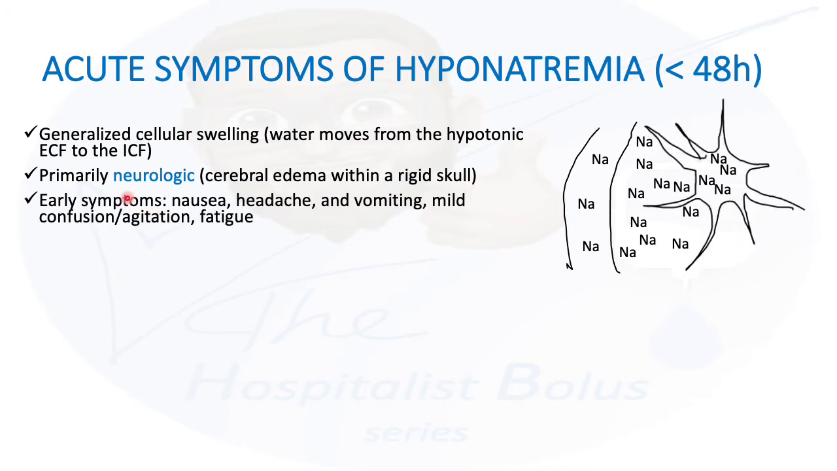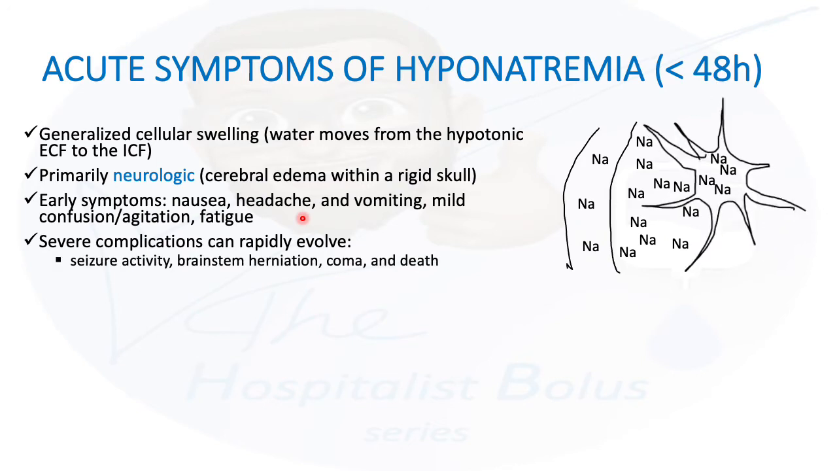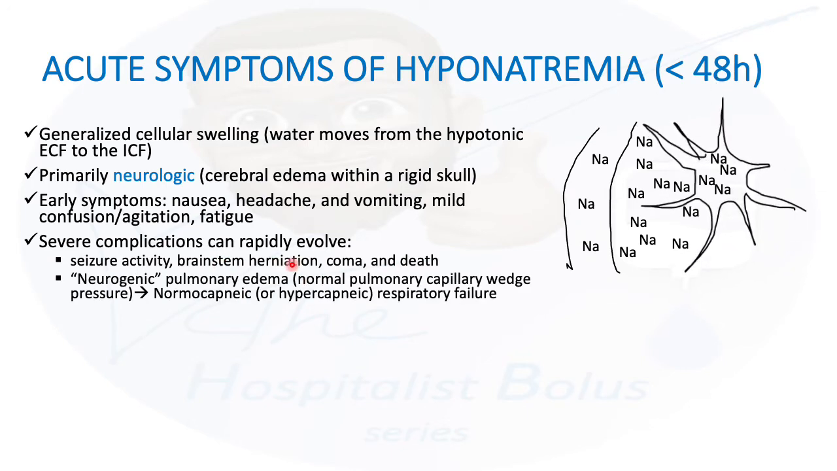So the early symptoms might be nausea, headache, vomiting, mild confusion, sometimes agitation, and fatigue. As you can tell, these are very non-specific symptoms, and there are other severe complications that can happen if the acute hyponatremia is not treated. So the patient can develop seizures, and probably the most dreaded effect is brainstem herniation, coma, and death, and that's why we want to avoid that.